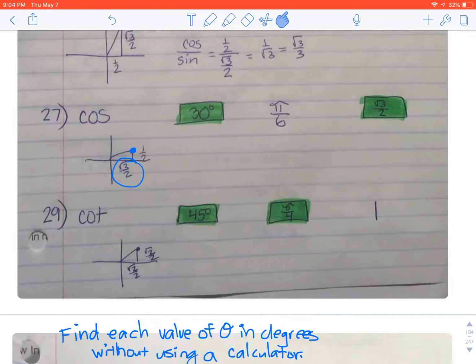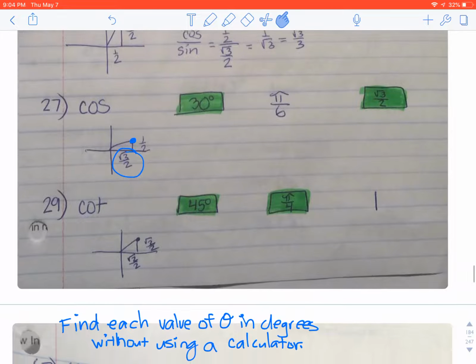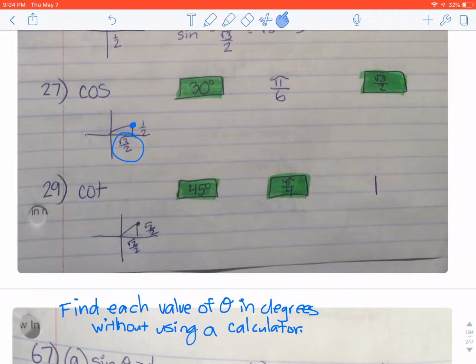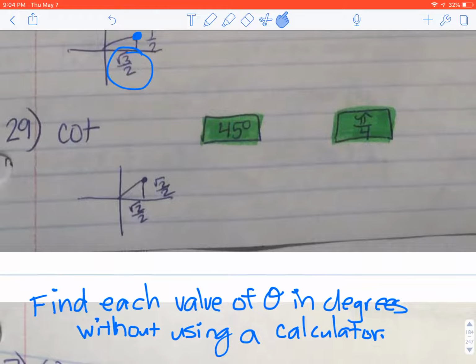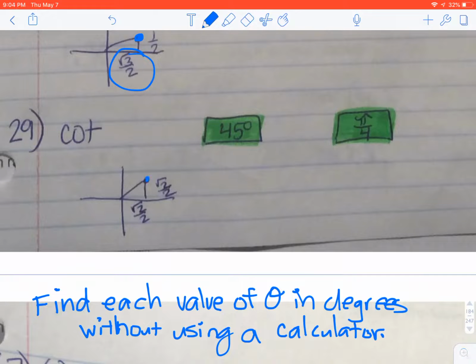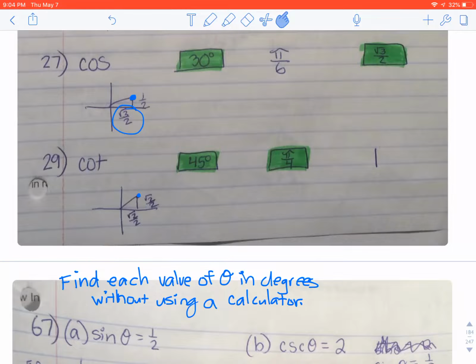29, they gave you cotangent, and they gave you the function value as 1. So that's going to be our family of 4. The only way you can have cotangent, which is cosine over sine, equivalent to 1 is, if you look at your unit circle, if you have square root 2 over 2 divided by square root 2 over 2. So again, that's our family of 4, pi over 4, and your degree is 45 degrees. So that was 21 to 29 odd.